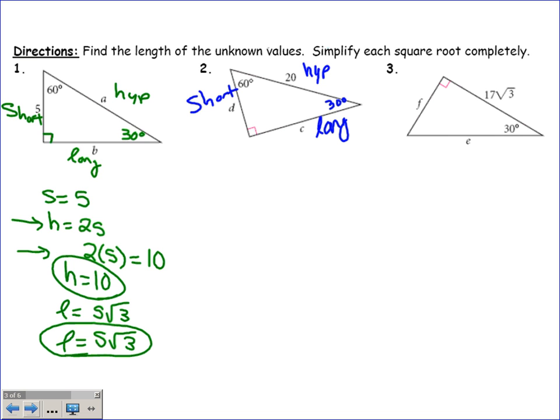What do we find first? Short leg, okay? We know the hypotenuse is 20. The short leg equals the hypotenuse divided by 2, correct? Okay, so that means it's going to equal 20 divided by 2, or the short leg equals 10.